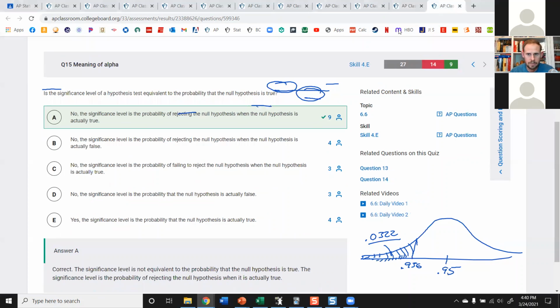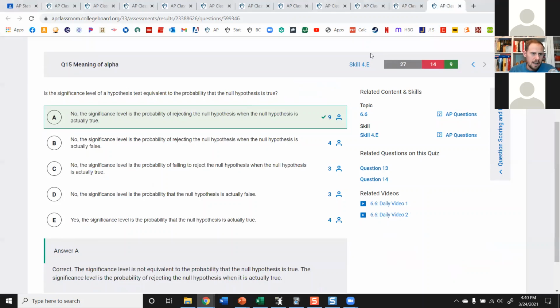All right, last one. Is the significance level of a hypothesis test equivalent to the probability that the null hypothesis is true? What does that even mean? No, actually, it's quite the opposite.